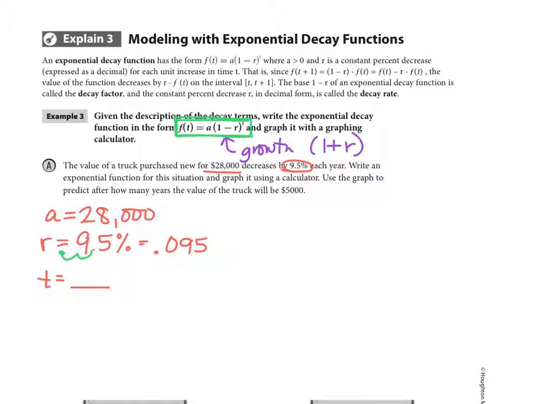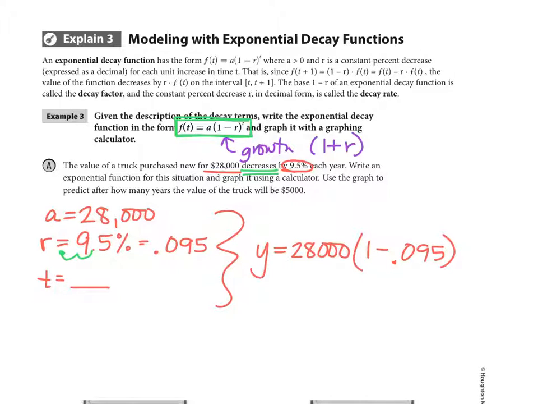Okay, so if we're going to write our equation then, we can either say y equals or f of t. I'm just going to say y. All right, so y equals 28,000. And then we're going to do subtraction because if you read the problem, it says decreasing. That's how you know this is the decay problem. So subtraction, 0.095 to the, and I'll even use x, to the x power. Okay, if we wanted to simplify that before we solved anything, we could say y equals 28,000.